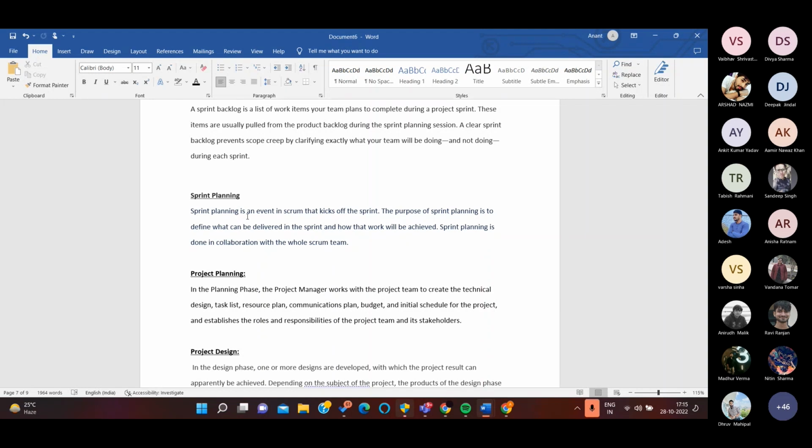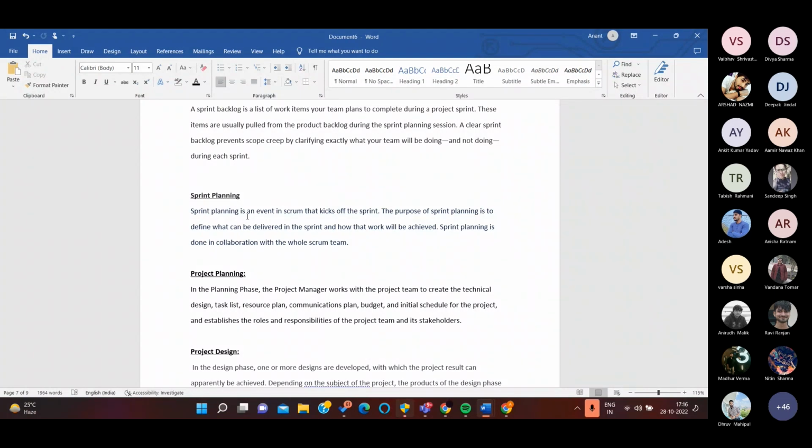Now, the entire clarity of the work is given to the developers and all the people who would be working on it, and there is cross questioning. At the same time, what exactly will be achieved in that particular sprint, and how the collaboration and the whole Scrum team will work, is something that is done in the sprint planning part.